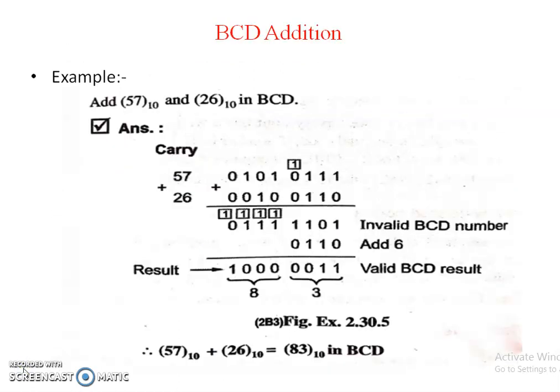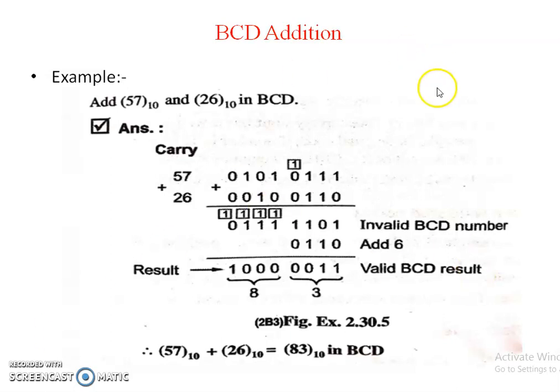Now we discuss BCD addition. There are 4 steps to perform BCD addition. The first step is to add the two BCD numbers. Second step, if the sum is equal to or less than 9, that means 1001, it is a valid BCD number. Third step, if the sum is greater than 9, or if a carry is generated from the sum, the result is invalid BCD. And fourth step, add 6, that means 0110, to make the result valid BCD. If a carry is generated when 6 is added, then add the carry to the next digit.